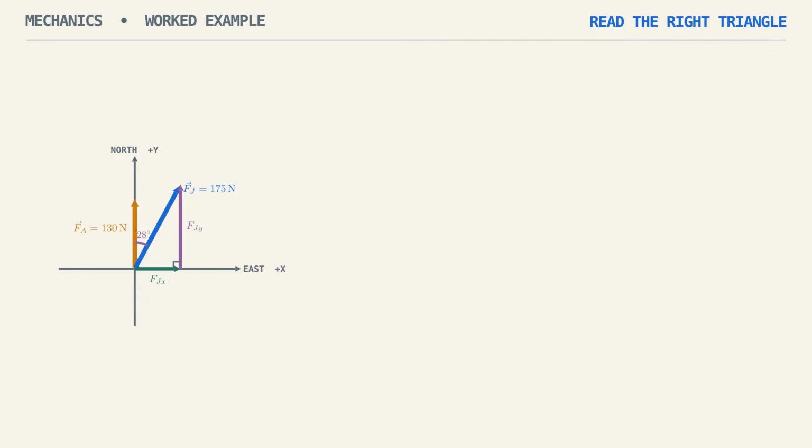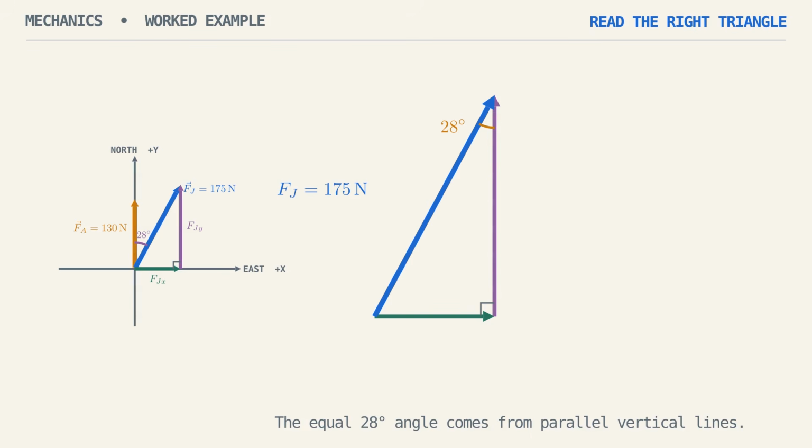Jennifer's angled vector contains horizontal and vertical components. Draw the components head to tail to make a right triangle. The given angle is measured from vertical. Moving that angle to the top of the triangle gives the same 28 degrees because the vertical lines are parallel.